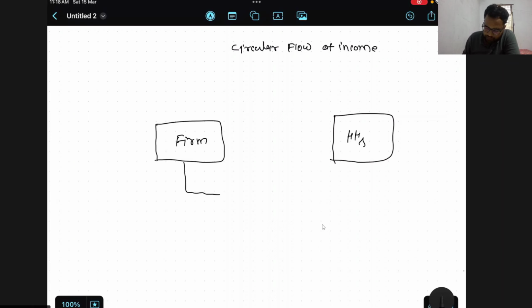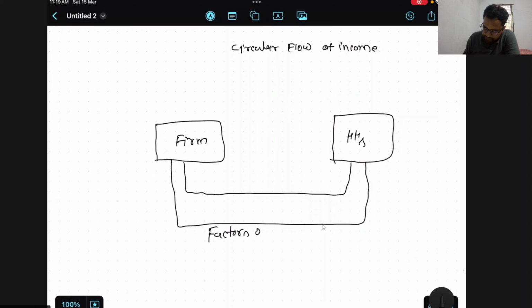So in order to run any firm, there are factors of production which are required. Factor input. These factors of production are coming from the household. Now, in repayment for the factors of production, the firm will give payment to the household, known as the factor payment, or factor cost.